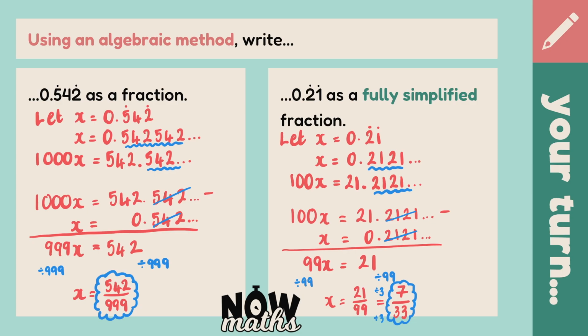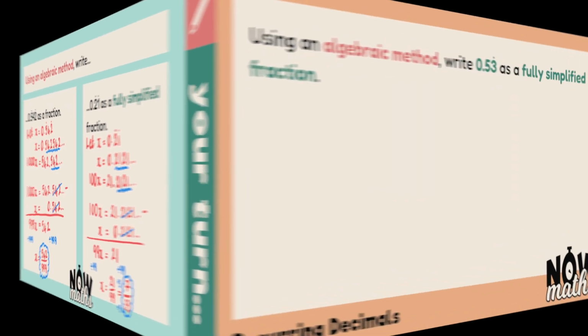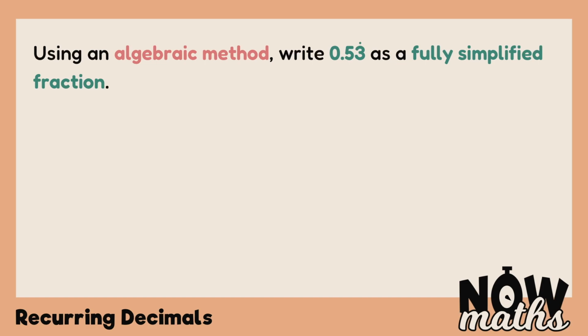Fantastic work if you paused the video there and managed to get those answers correct. For our next question, we're asked again to use an algebraic method to write 0.53 recurring as a fully simplified fraction. The difference with this recurring decimal is that we can see that it is just the 3 that recurs, not both the 5 and the 3. We're still going to start this question in the exact same manner and we'll see what happens.